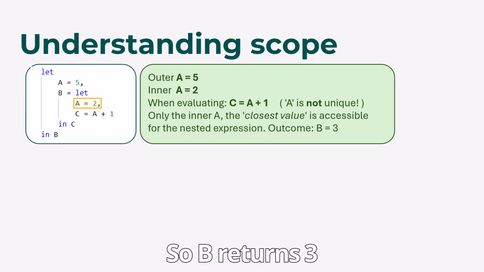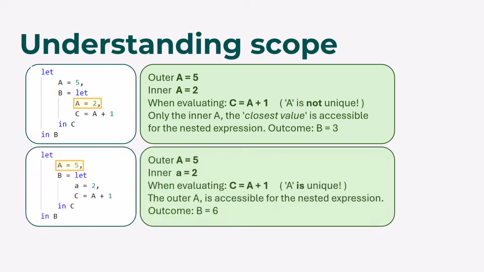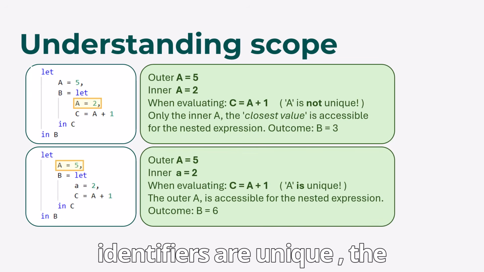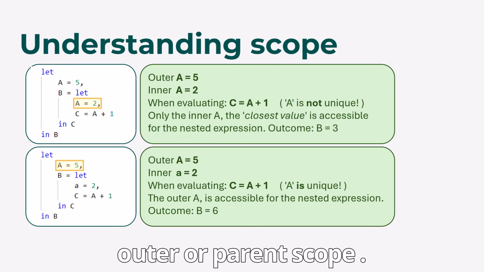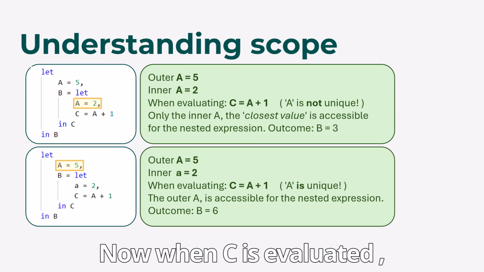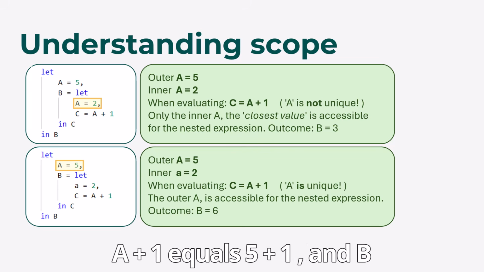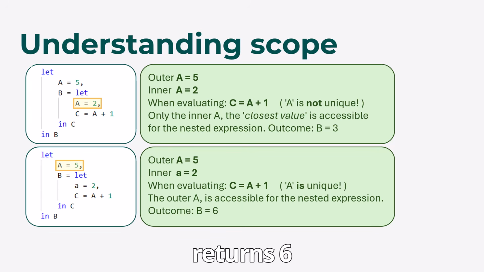So B returns 3. However, when all identifiers are unique, the inner expression can access variables from its outer or parent scope. Now when C is evaluated, A plus 1 equals 5 plus 1. And B returns 6.